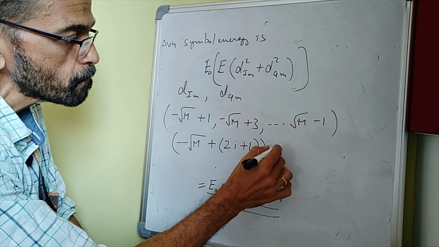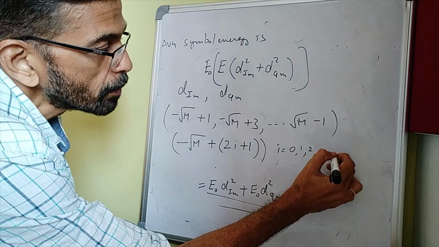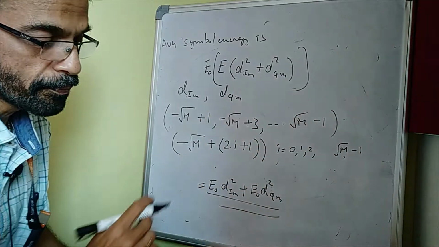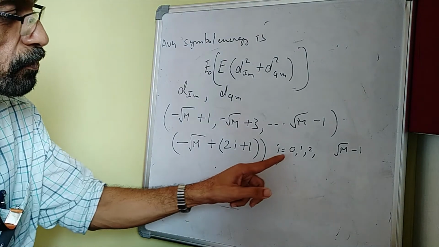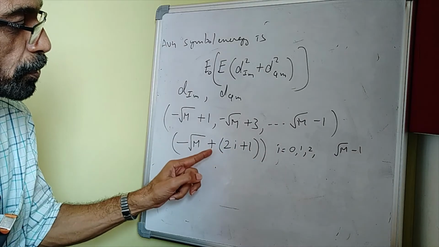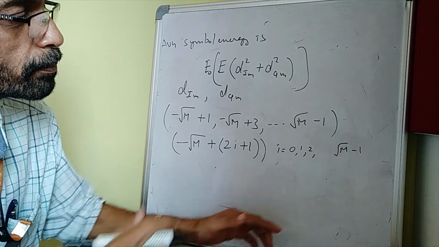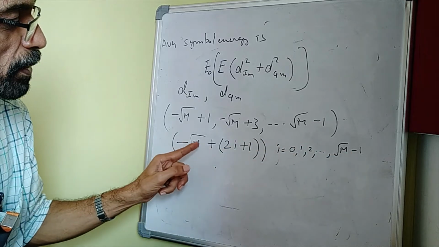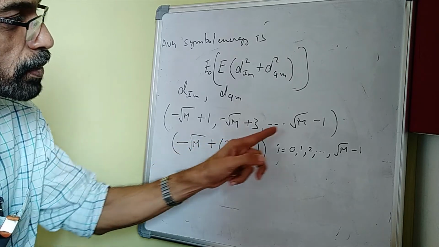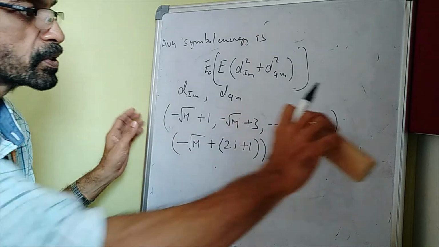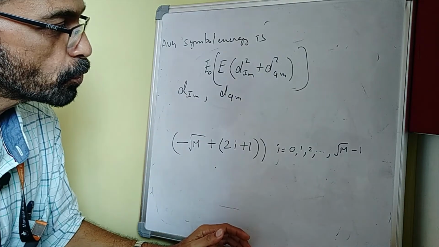For I taking values 0, 1, 2 up to root m minus 1. So you can now see that for I equal to 0 you will get minus root m plus 1, for I equal to 1 you will get minus root m plus 3, and for I equal to root m minus 1 you can see that minus root m plus 2 root m minus 2 plus 1 gives you root m minus 1. So this way we can express the different values which DIM and DQM can take.